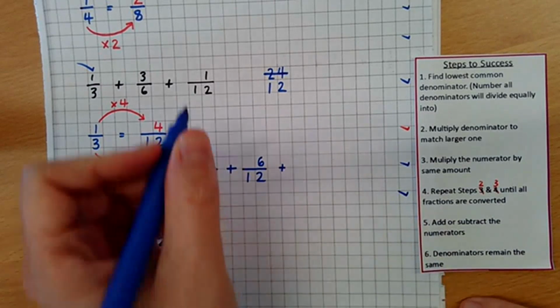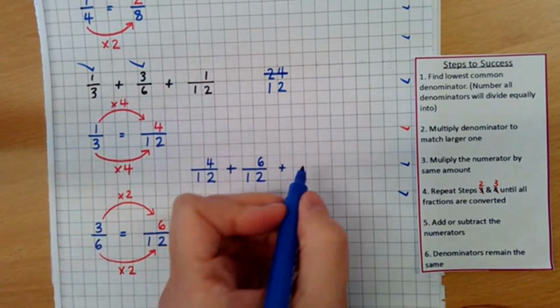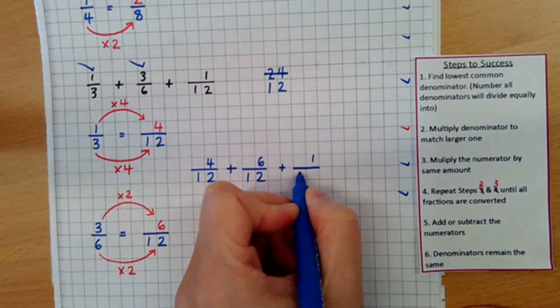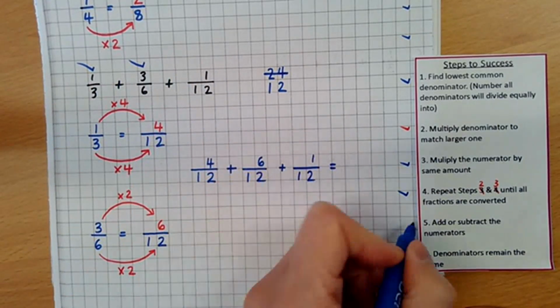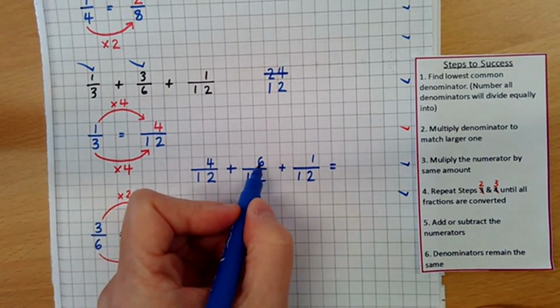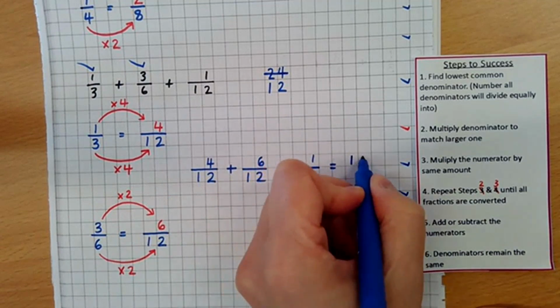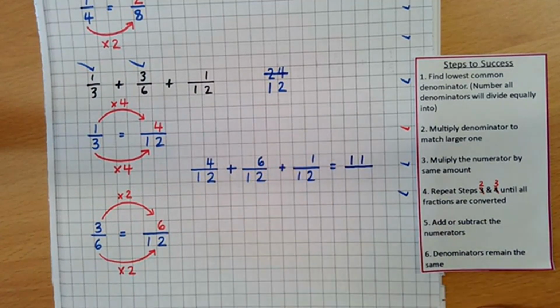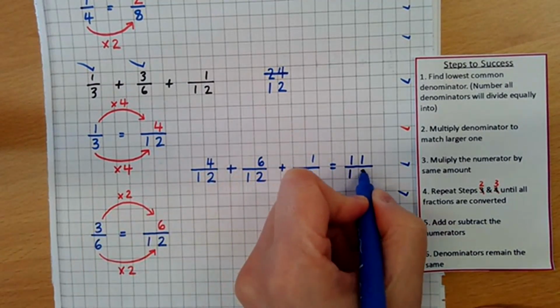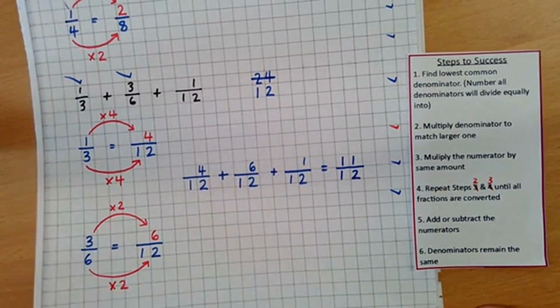Well remembered. I have a third fraction. Do I need to convert this one? I don't know. So I'm going to write 1/12 there. Okay, so now I'm going to add or subtract the numerators. 4 plus 6 plus 1 equals, good. And what's my denominator? 12. Why? Good. We don't add them, do we? They just stay the same. Excellent. Fantastic. Well done, Year 5.